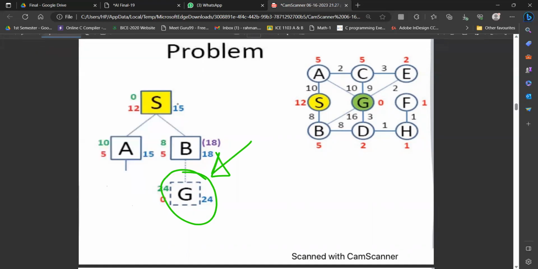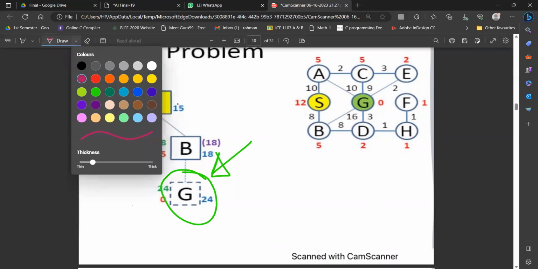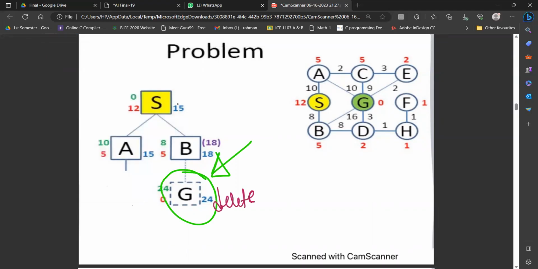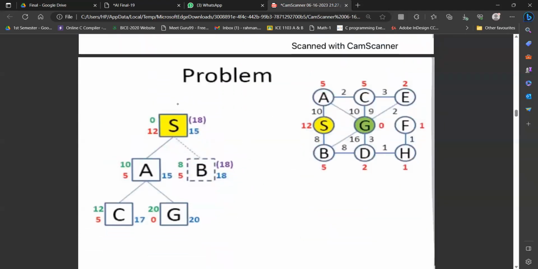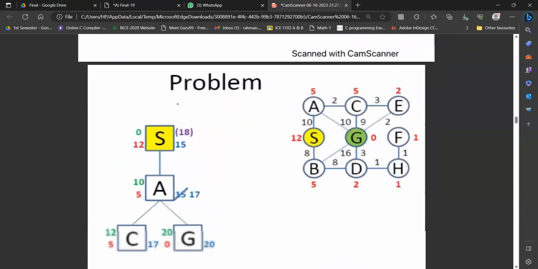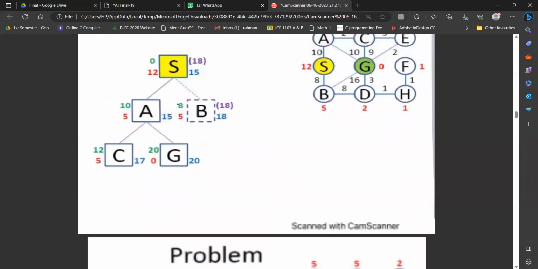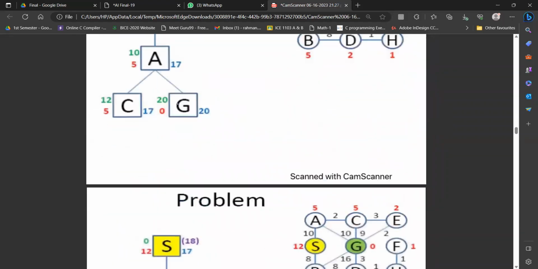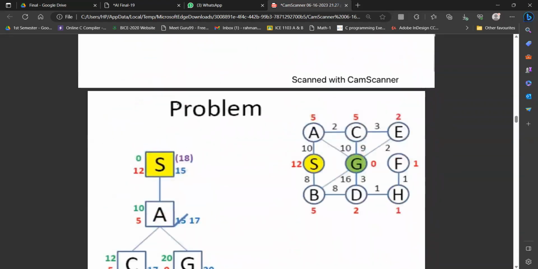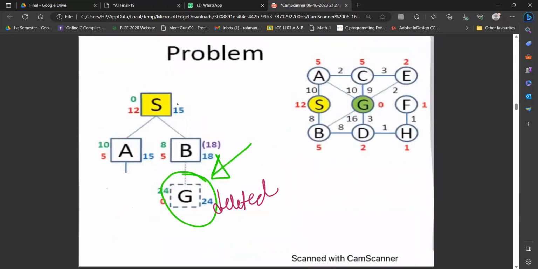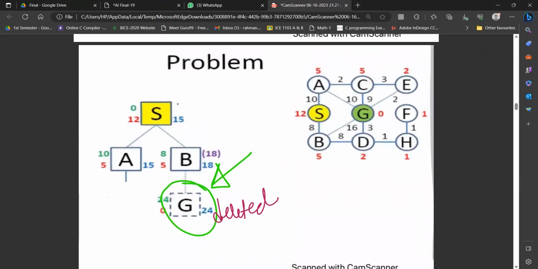Right, now G is deleted, okay? This is the deleted node. This has been deleted. And because it has been deleted, okay, just a sec. It's just checking something. All right. This should bear a 24. Okay. Now let's move on and check the next node that we can explore.